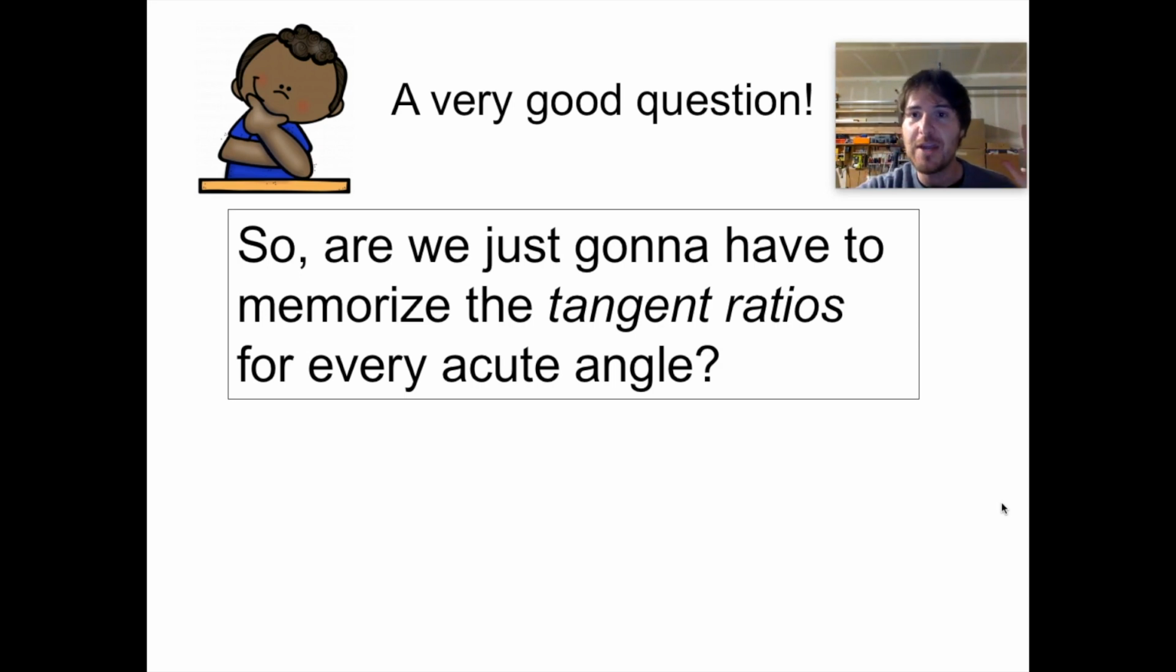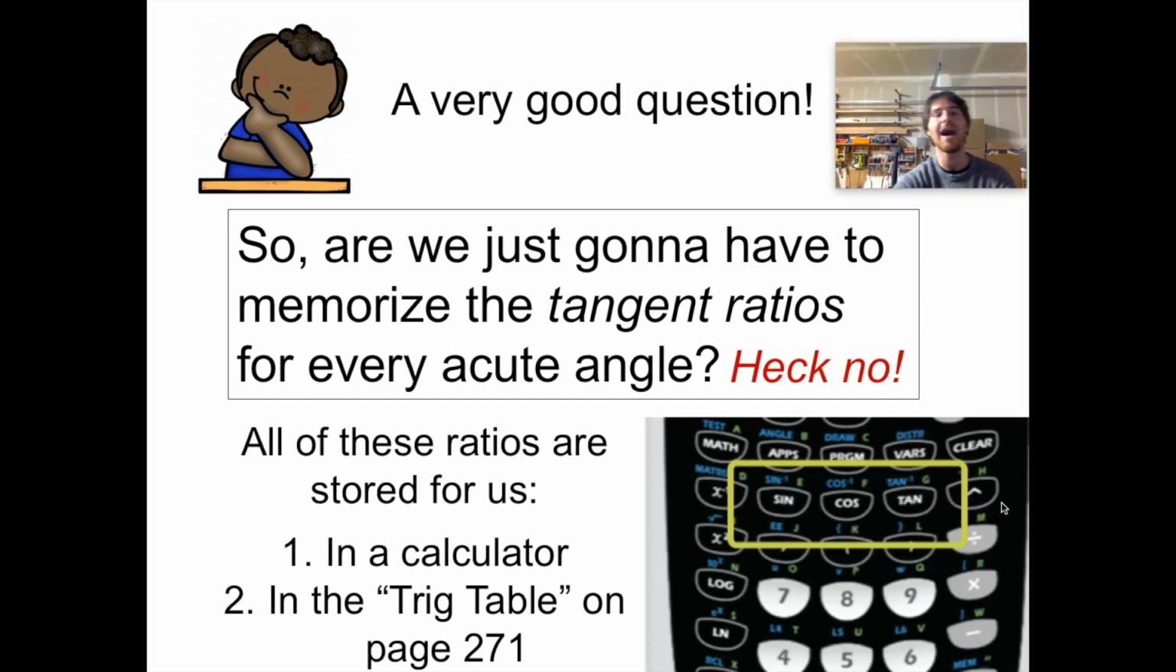But for all the other tangent ratios, remember, every acute angle has a unique tangent ratio. So how many angles are there between 0 and 90? If we're talking acute angles, there are actually infinitely many, right? Because you can have 44.2 degrees, 44.7 degrees, 41 degrees, 30 degrees, 33 degrees. There are tons of angles here. Are you going to have to memorize all of them? Heck no, obviously not.